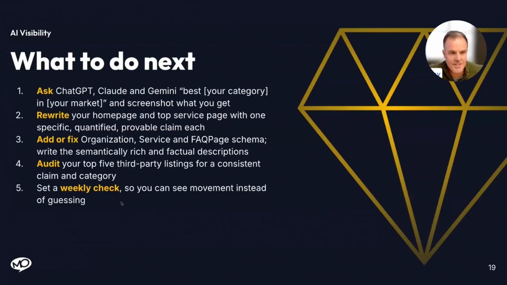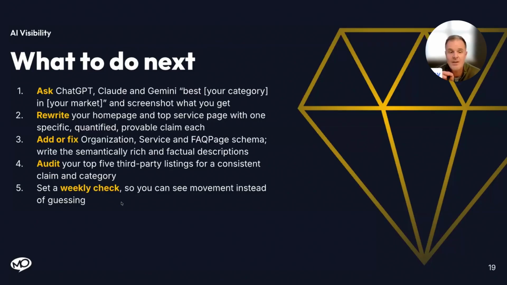So what to do next? Ask ChatGPT, Claude, Gemini. All right. Best in your category in your market, and screenshot what you get. Okay. Rewrite your homepage and your top service page or pages with one specific, quantified, provable claim each. Add or fix your organization, service, and FAQ page schema.